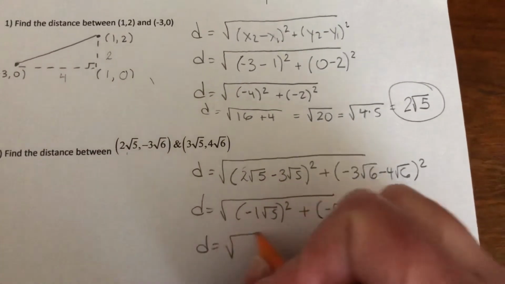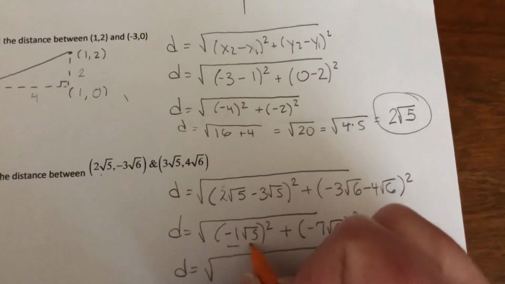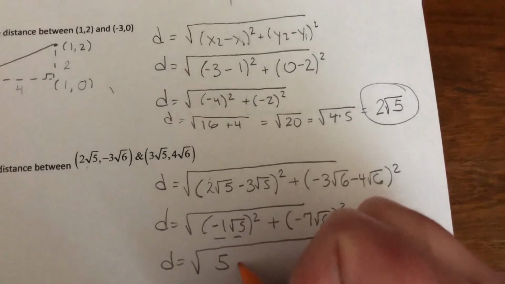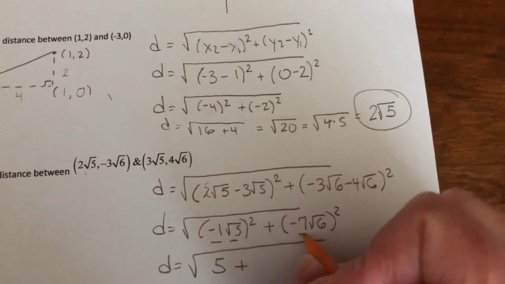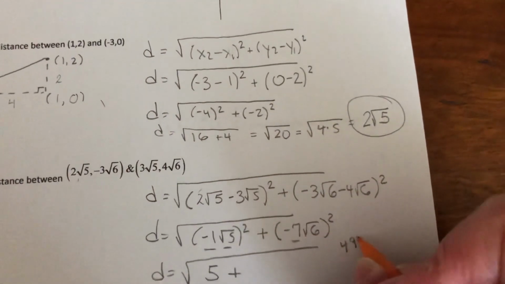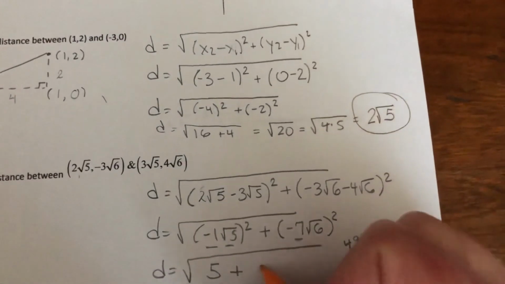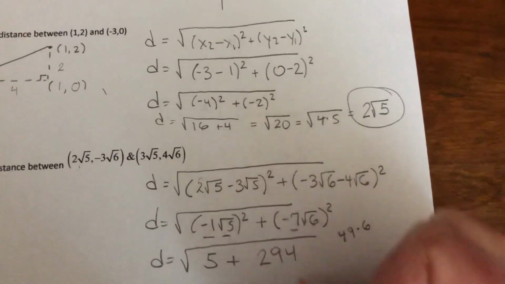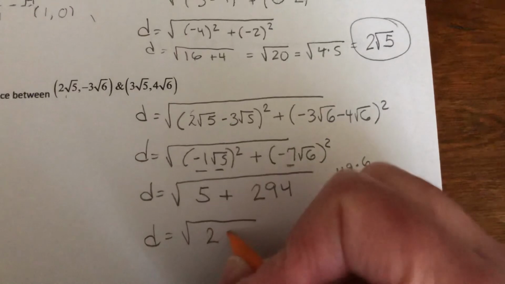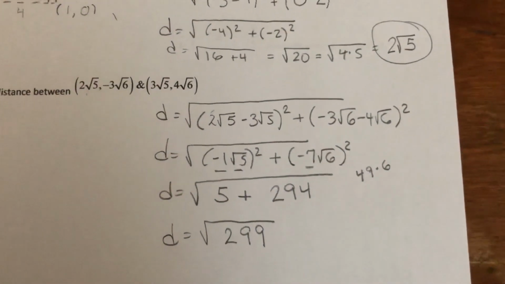Now we have to be careful when we're squaring those. You're going to square that negative 1, get positive 1. Square the root 5, which is 5. So that's going to be 5 plus square the negative 7, which is 49. Square the root 6, which is 6. 49 times 6 is 294. Now we'll add that together. So we get the distance is equal to the square root of 299.